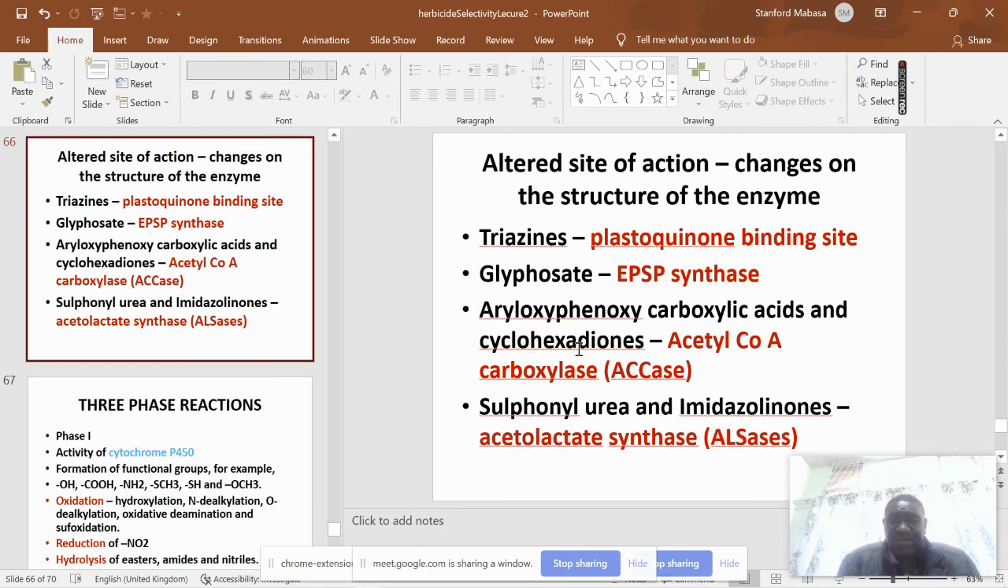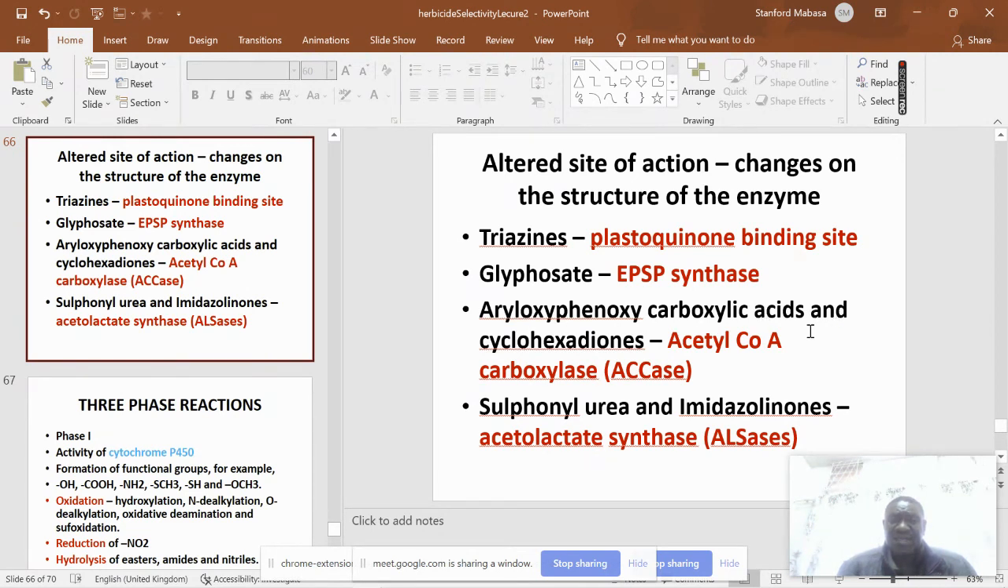Then the enzyme site of action, or altered site of action, or changes on the structure of the enzyme could also explain selectivity. Here we have got triazines, where we have plastoquinone binding site. This is part of the enzyme. Glyphosate EPSP synthase, which we have actually manipulated so that we can achieve selectivity in GMO maize and GMO soybean.